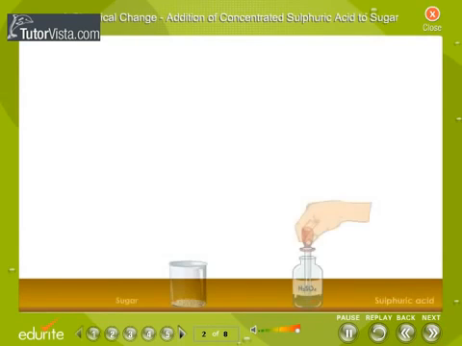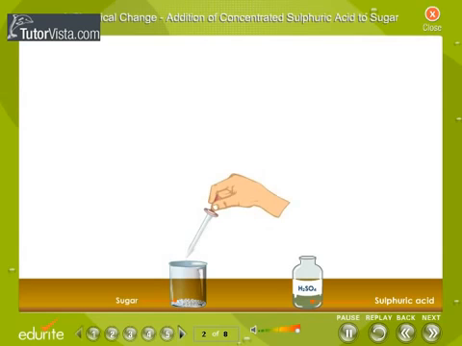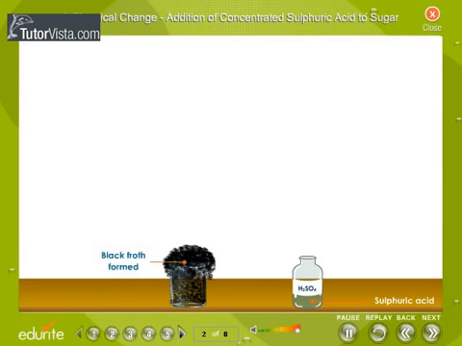Addition of concentrated sulfuric acid to sugar. The action of concentrated H2SO4 on sugar is a chemical change because concentrated sulfuric acid acts as a dehydrating agent and absorbs water from the sugar, producing a black mass of carbon. Heat is evolved in the reaction that causes the carbon to swell up and froth out.